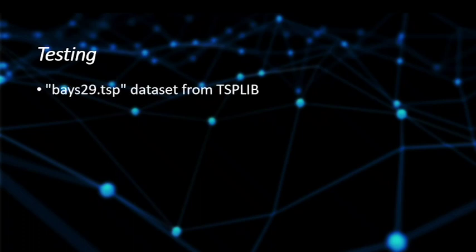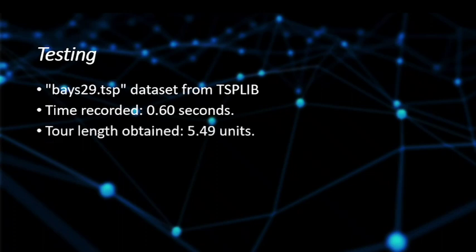Moving on to the testing part. For testing the model, the base29.tsp dataset from the TSP lib, which is available openly for experimental purposes, is used. After testing the model on this dataset, the time recorded for testing is 0.60 seconds and the tour length obtained is 5.49 units.